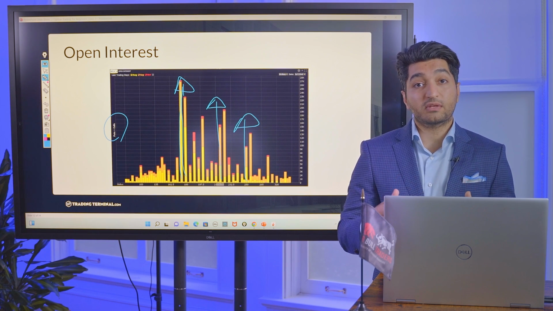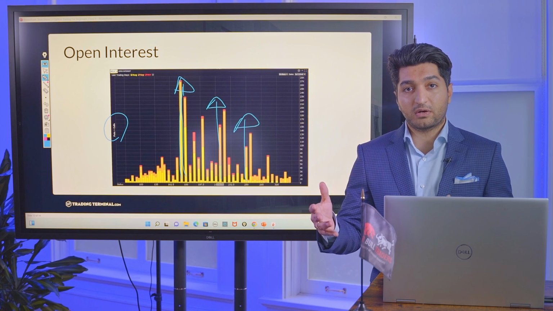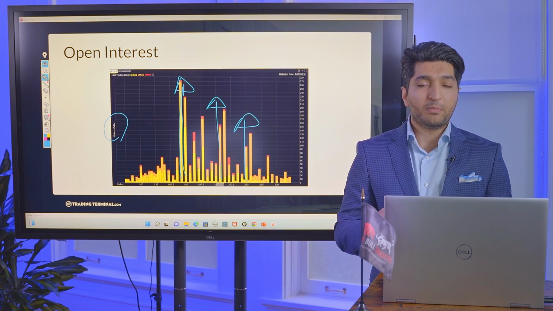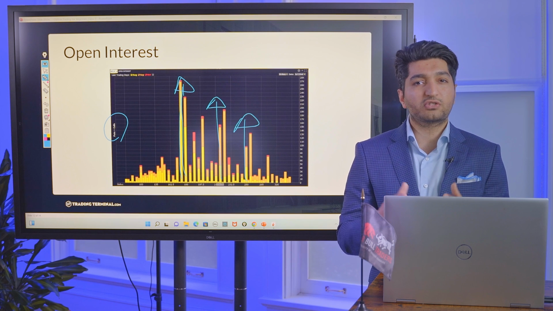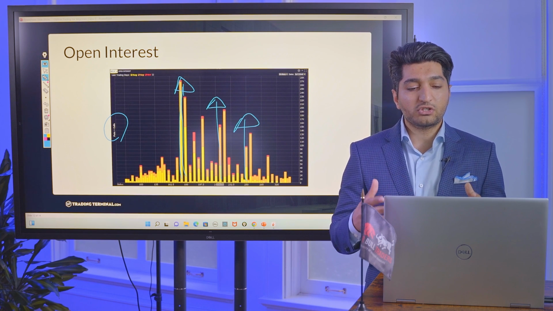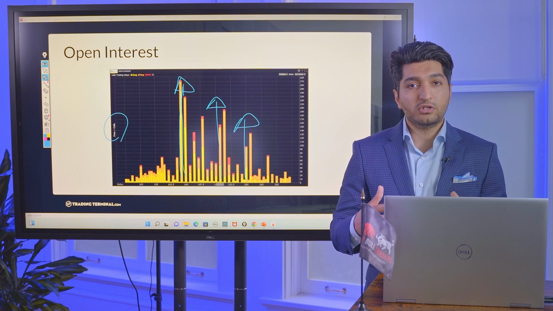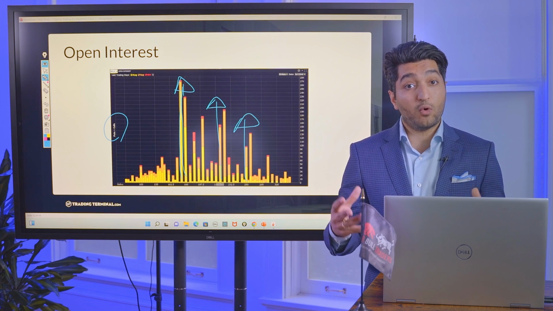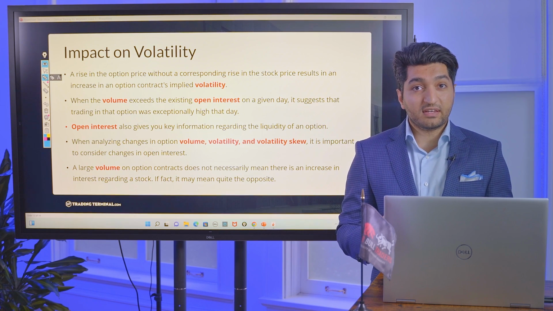There's a reason for that, and it's based on market makers and the way they hedge their gamma, but the scope of this conversation is too complex for this course. But just know that as an option trader, you need to pay attention to the volume and open interest. Few key things to note.